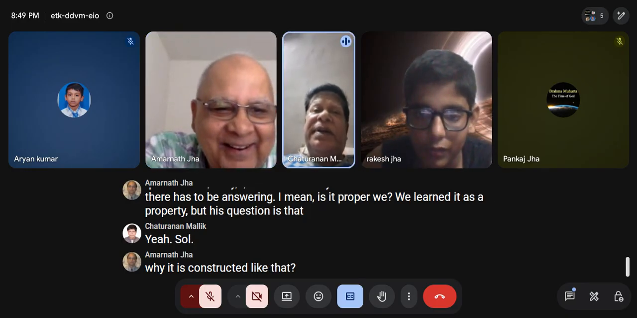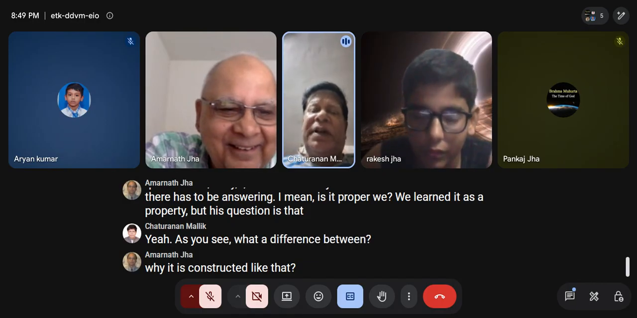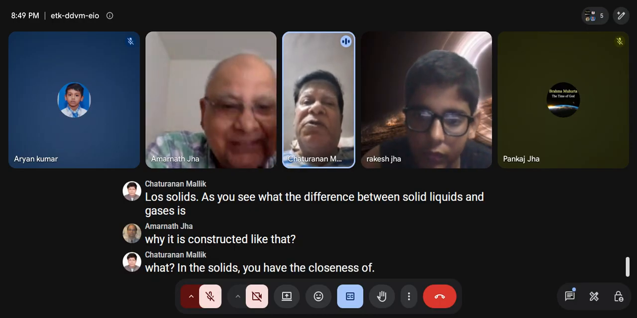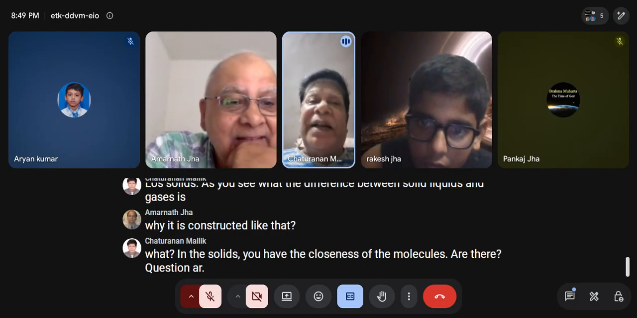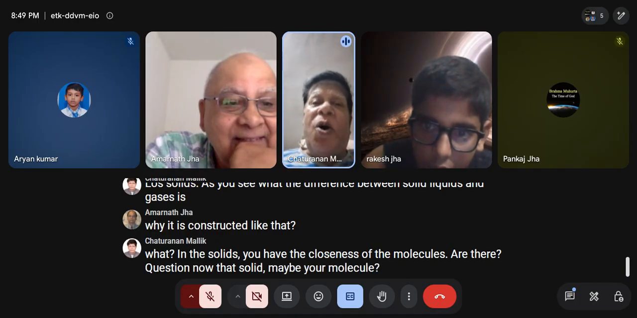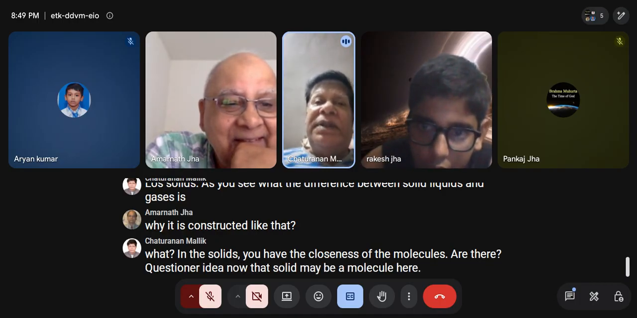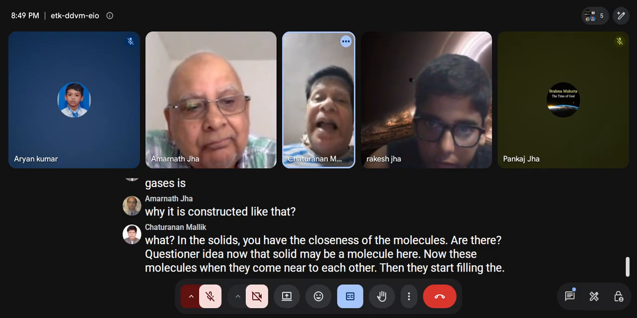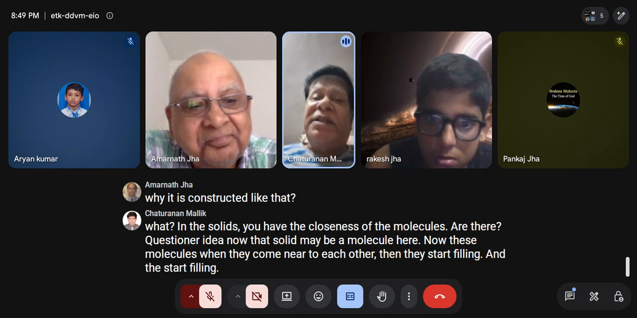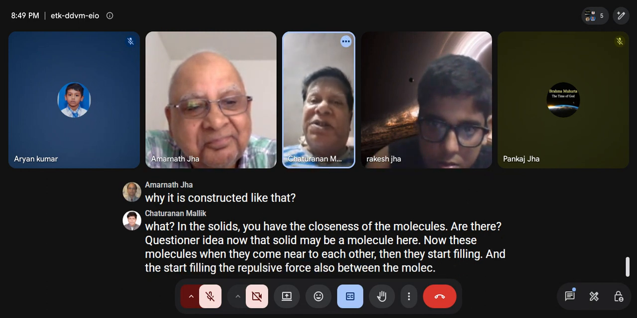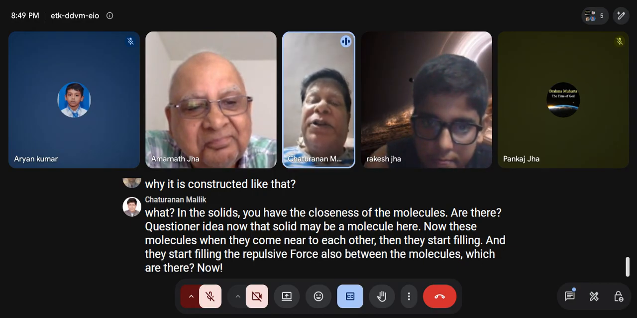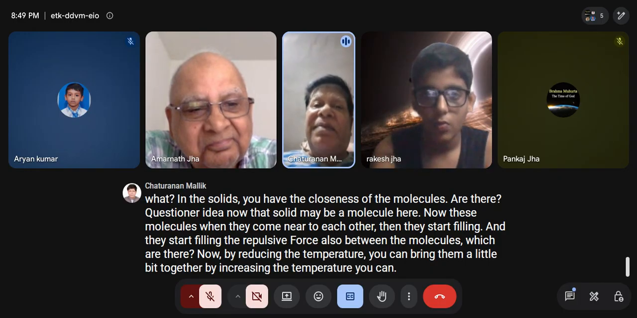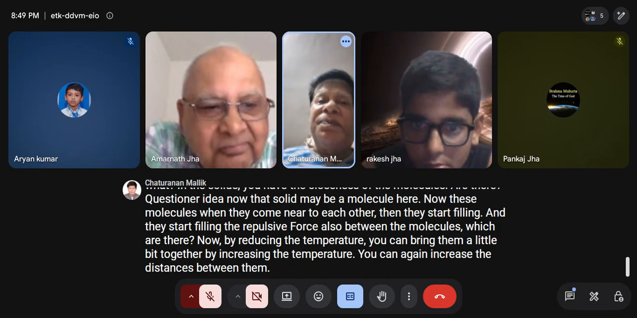So, what is the difference between solids, liquids, and gases? In solids, the molecules are close to each other. The question arises now: why don't the molecules in a solid go even closer? When these molecules come near to each other, they start feeling the repulsive force between them. By reducing the temperature, you can bring them a little bit closer together. By increasing the temperature, you can again increase the distances between them.